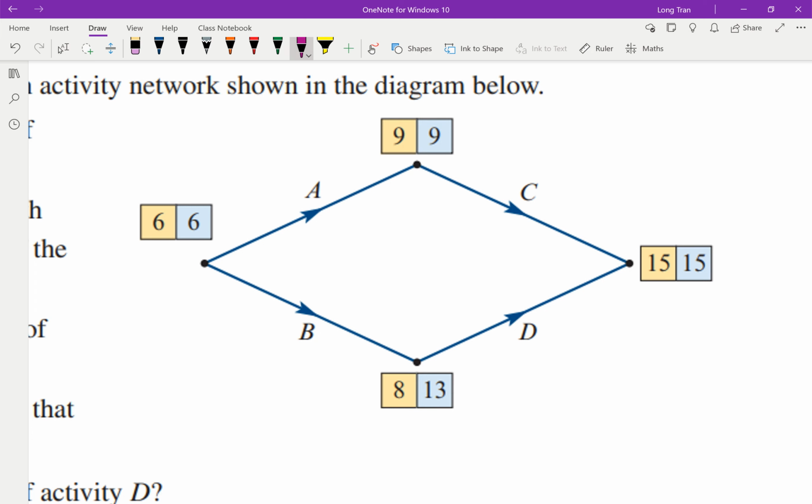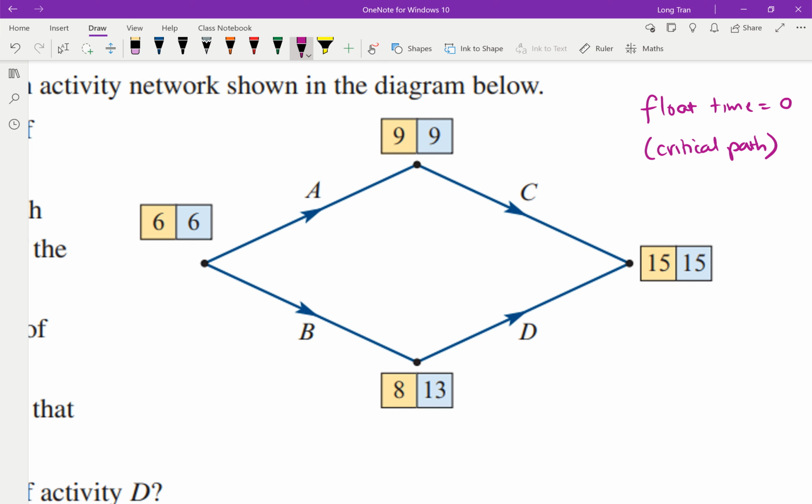A critical path means that your float time is 0. So I'm going to write it again. Float time equals 0. This is the same thing as a critical path. Now, why do they call it a critical path? The reason why they call it a critical path is because if you have a float time of 0, it means that you don't have flexibility.